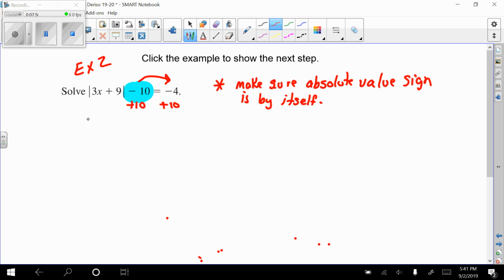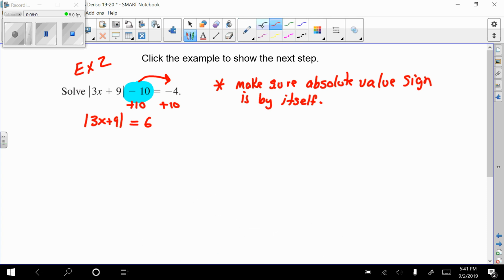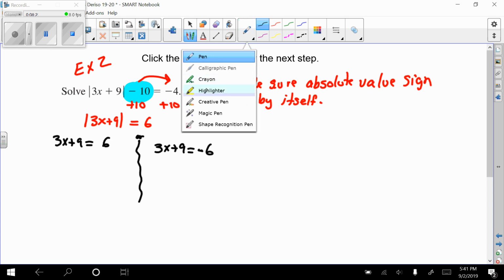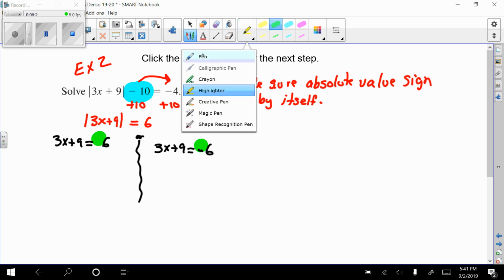This becomes the absolute value of 3x plus 9 equals a +6. Now we can solve this. Sometimes you have to do a little bit of manipulation, and the key there would be make sure that absolute value sign is all by itself. One equation becomes 2 here. This is 3x plus 9 equals a +6, or 3x plus 9 equals a -6. Remember, the key here is just simply change the sign on the right-hand side of the equation. One is positive, one is negative.